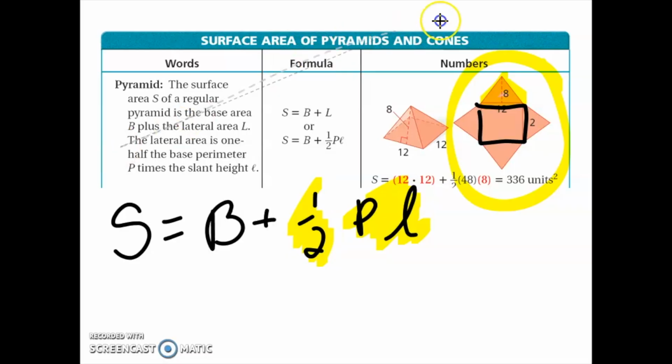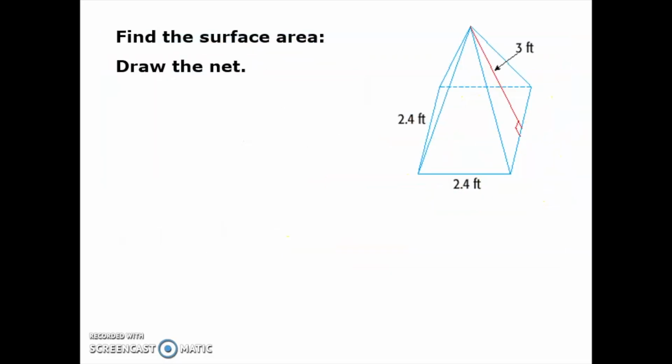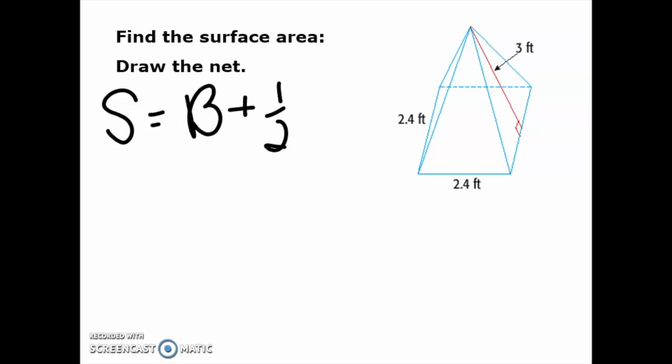So let's go ahead and do an example together. Okay, here we go. For the pyramids we're going to do, all of them are regular. It's important to know that the formula is for a regular pyramid, meaning the base is a regular shape, all the sides are the same. If it wasn't regular, it would be a more complicated process. We always start with our formula: surface area equals area of the base plus 1/2 perimeter of the base times slant height.